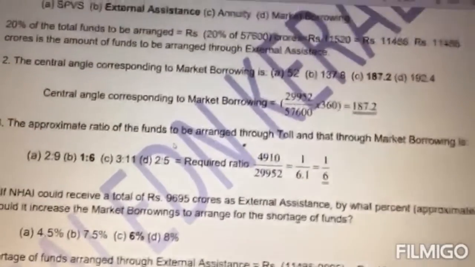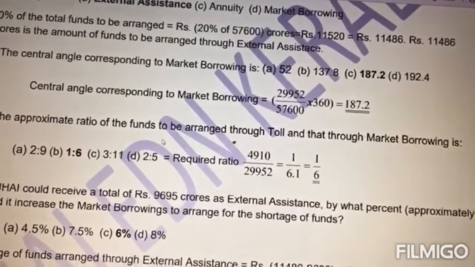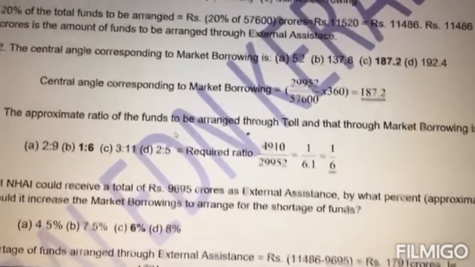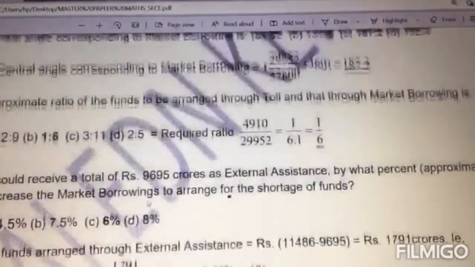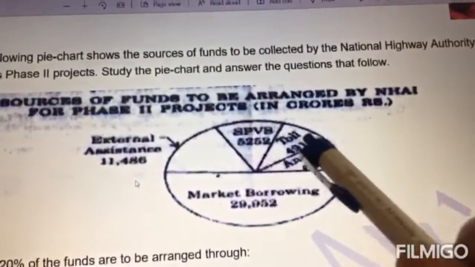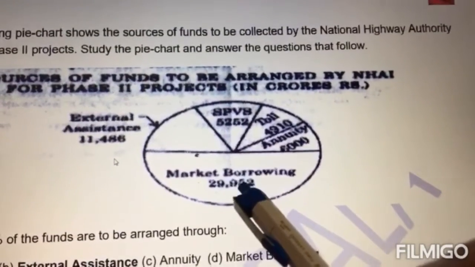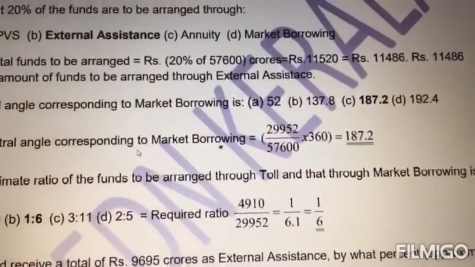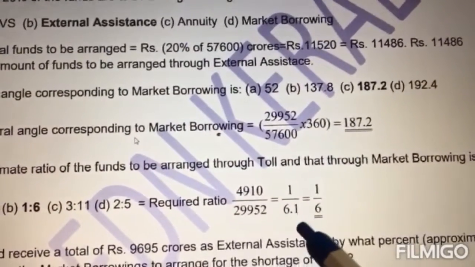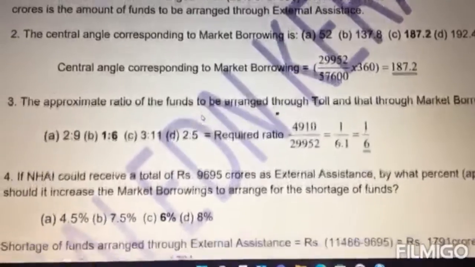Okay, number 3. The approximate ratio of funds to be arranged through toll and through market borrowing is. How would you calculate this? It would be the total amount of funds to be arranged through toll, which is 4,910 crores, divided by total amount of funds to be arranged through market borrowing, which is 29,952 crores. And that ratio is 1 divided by 6.1, which is 1:6. Next.